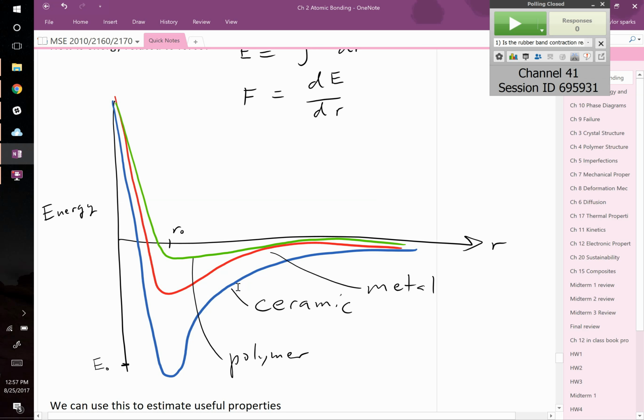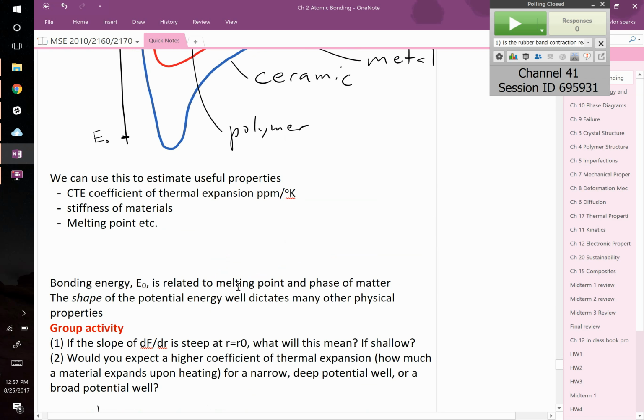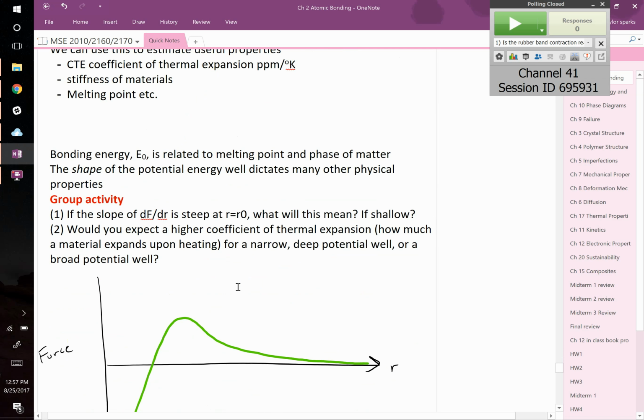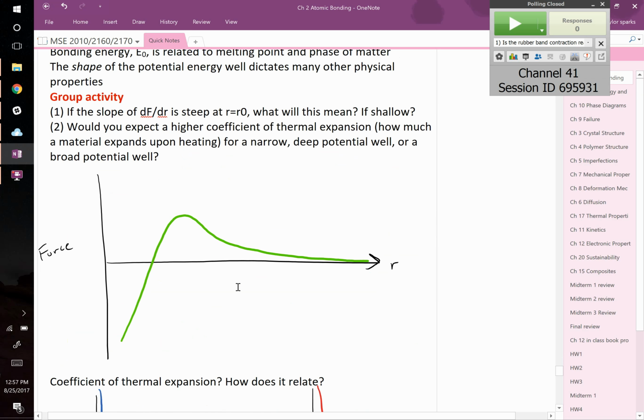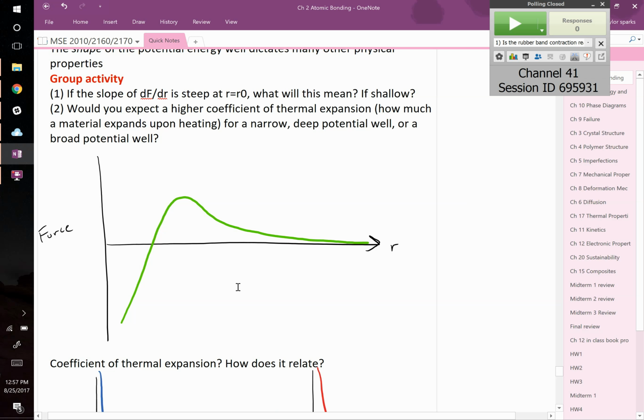So we can clearly get melting point out of these, and that's nice, but we can get a lot of other useful information. Other things we can get out of them are things like stiffness or even coefficient of thermal expansion. Let's start with stiffness. Stiffness is a measure of what? If you've got two atoms, what is stiffness measuring? Anybody have a thought? Let me pick on, is it Morgan? What do you think?